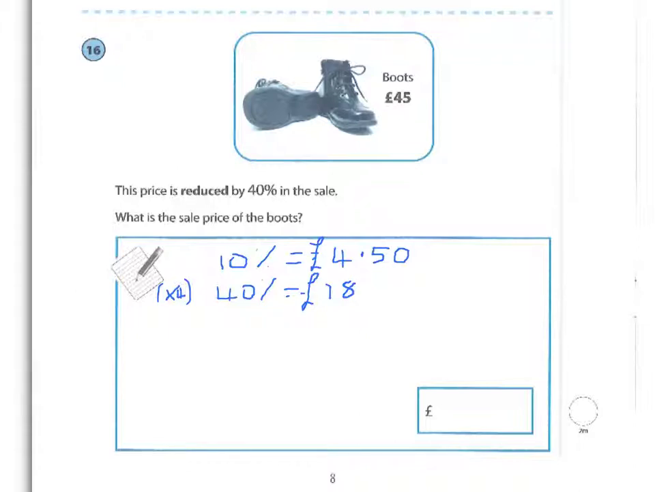Now, the actual question is, what is the sale price of the boots? So what we now have to do is take the original price and take off the discount. I'll do this very similar to the subtraction I may have done earlier, which is where I'll add on to the 18 until I get to 45. So 18 add 2 is 20. I'll just jot these down. Then 20 add what gives me 40? Well, it's 20 add 20. And then to get from 40 to 45, I add on 5. So I have added on a grand total of 27. So the sale price is £27.